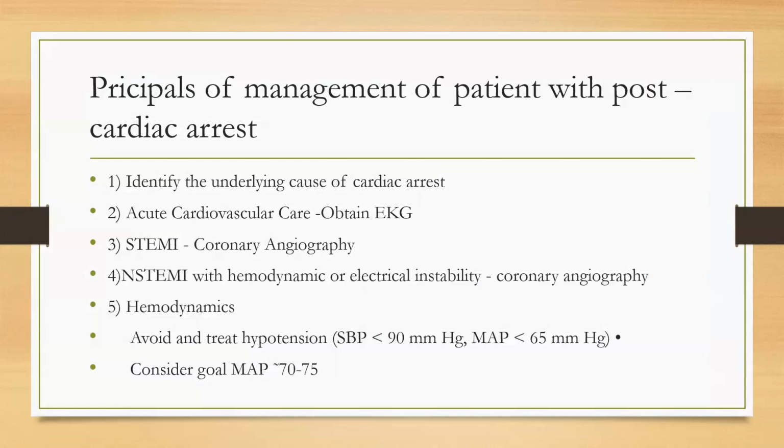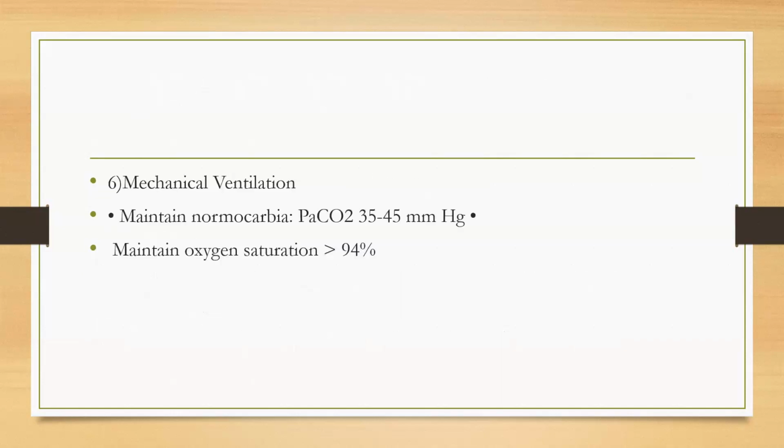So again, we will revise the principles of management of the patient with cardiac arrest. First, identify the underlying cause of cardiac arrest. Then we should take the ECG. If ECG is suggestive of STEMI, then straight away we should shift the patient for coronary angiography. If it is NSTEMI with hemodynamic or electrical instability, then we should also shift the patient for coronary angiography. Then regarding hemodynamics, we should avoid and treat hypotension. That is, MAP shouldn't be less than 65 mmHg. Consider a MAP target of 70 to 75.